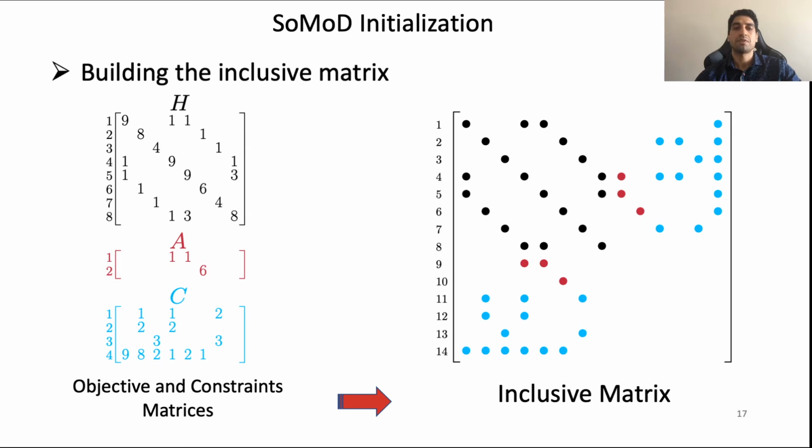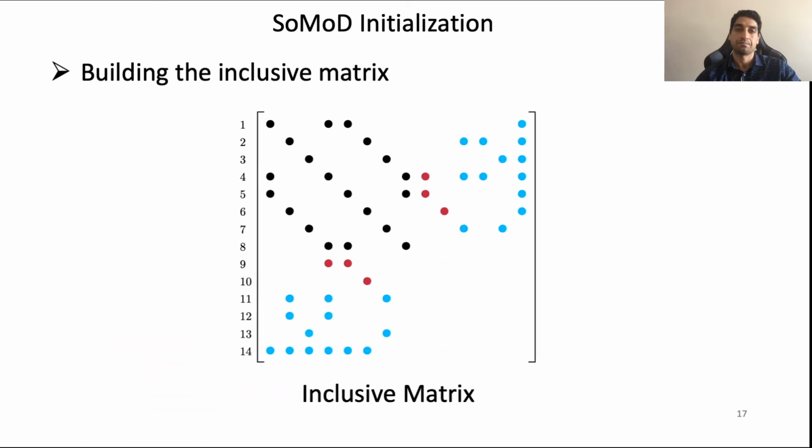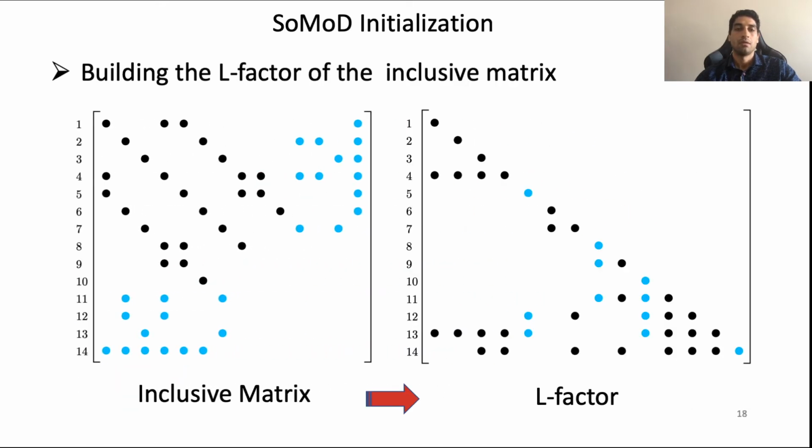The initialization phase of SOMOD starts with creating an inclusive matrix from the sparsity pattern of the objective and constraints matrices which are inputs to the QP problem. The inclusive matrix includes the structure as if all constraints are active. The inclusive matrix is then permuted with a fill-reducing permutation to compute the sparsity pattern of the L factor with minimum number of fill-ins. Fill-ins are additional non-zeros created in the factor during a matrix factorization.